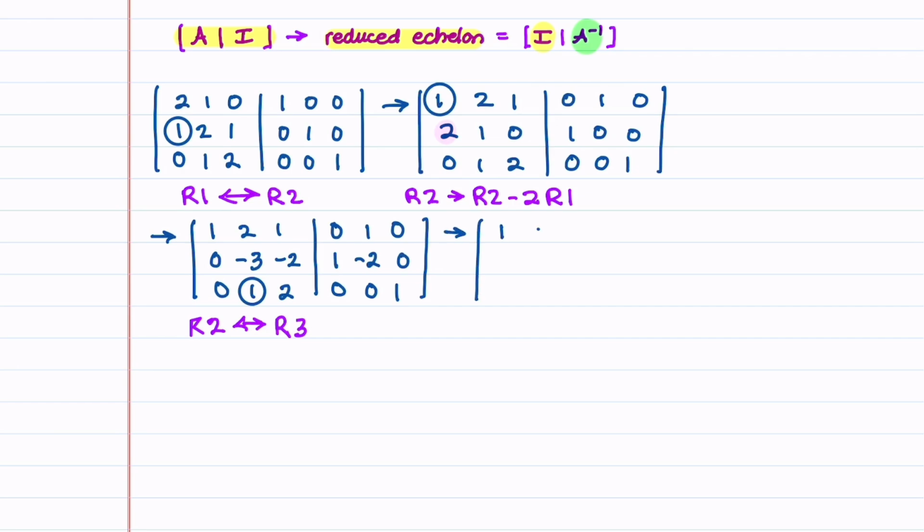Our row 1 stays the same. And now we're going to interchange row 2 and row 3. So row 3 comes up here to row 2, and row 2 goes down to row 3. Now let's go ahead and circle our pivot. And we're going to get a 0 below that pivot.